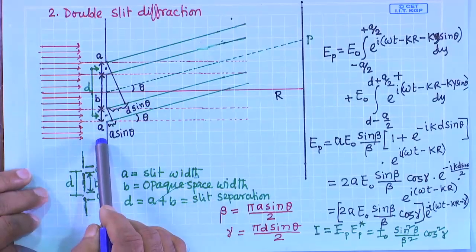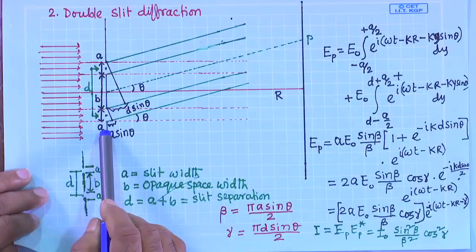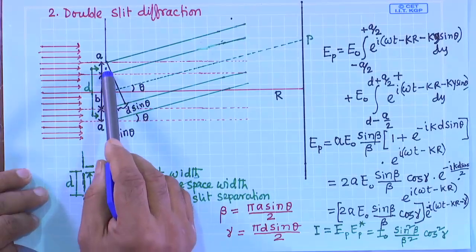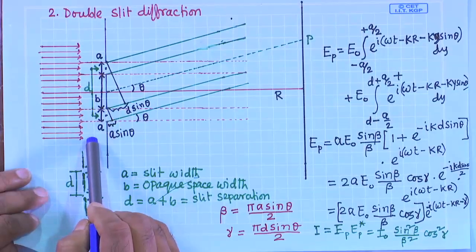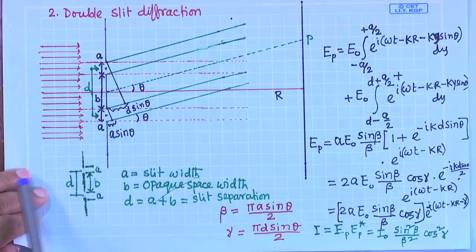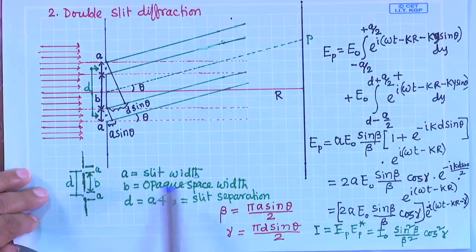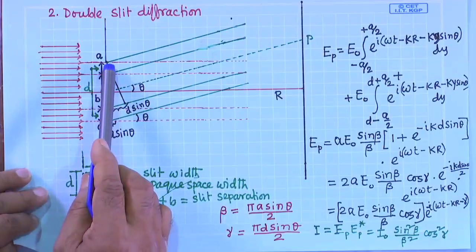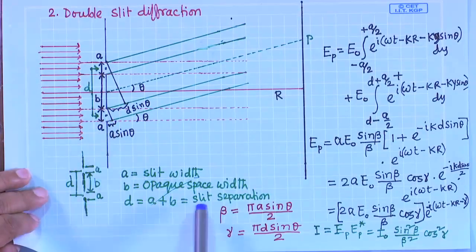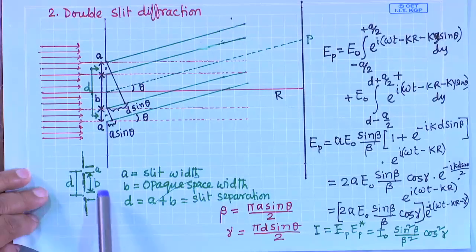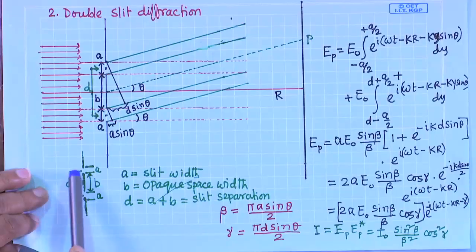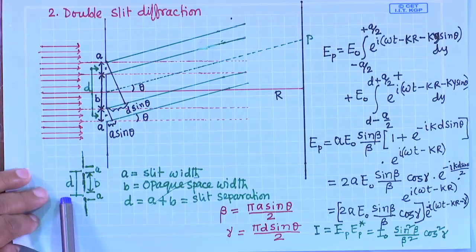Both slits have the same width A, and there is an opaque space between the two slits whose length is B. So the slit width is A, the opaque space width is B, and the slit separation, measured from the middle of one slit to the middle of the other slit, is D. Here I have shown these two slits of width A, with opaque width B and slit separation D.